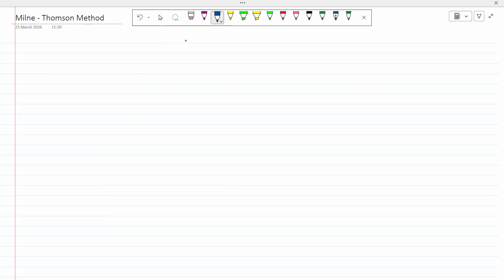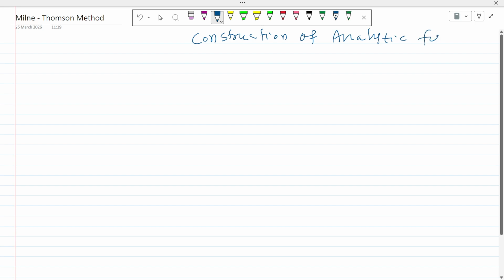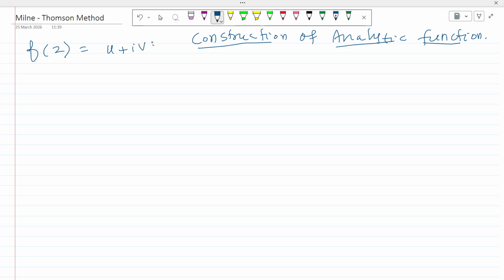Okay, today we are going to discuss the Milne-Thomson method in analytic functions. The topic is construction of analytic function. The analytic function is generally denoted by f of z equal to u plus iv. What is meant by the construction of an analytic function?